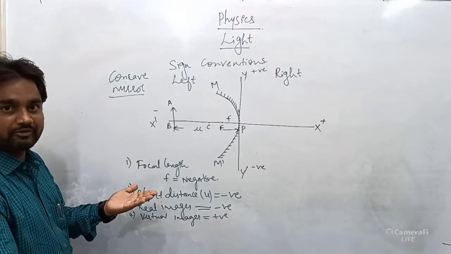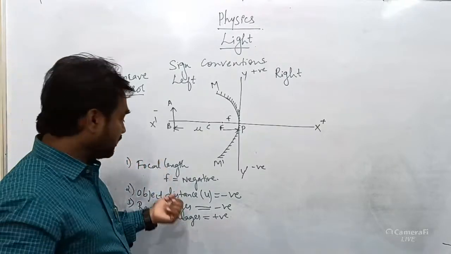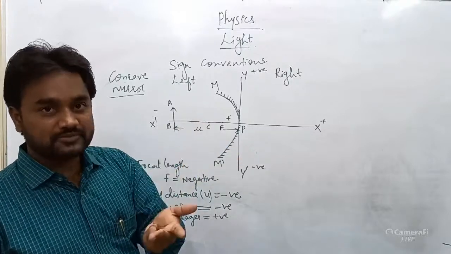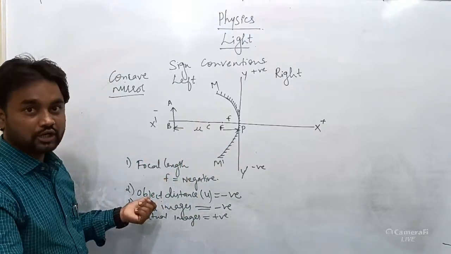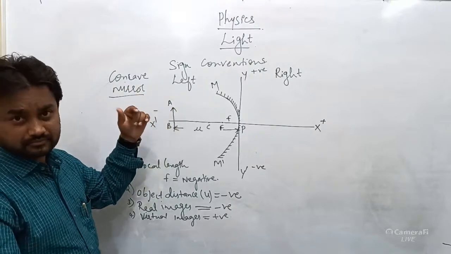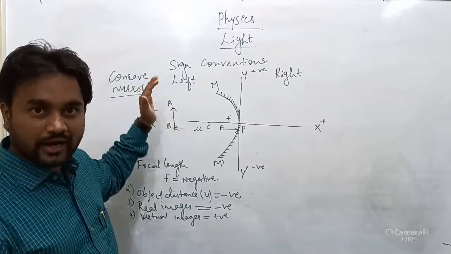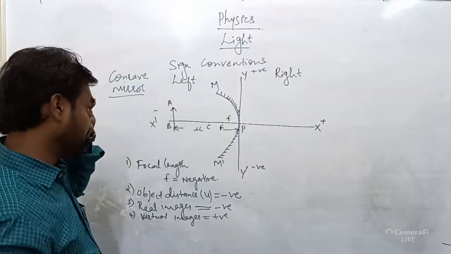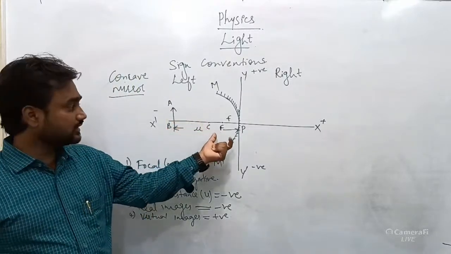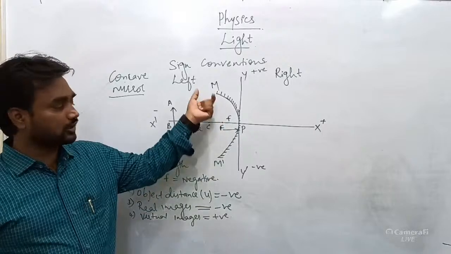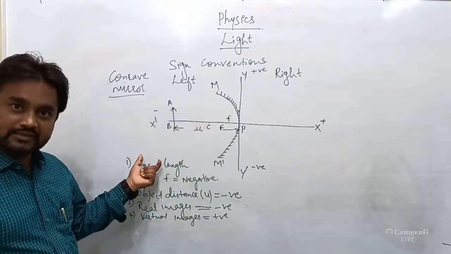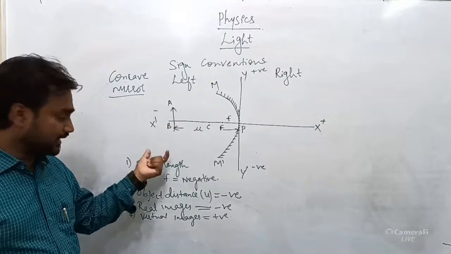In the next topic we will be studying the formula. For that we require the focal length, the image distance and the object distance. So we will be concentrating on those, and also on the height of the object and the height of the image. These are the main important things you have to remember: the focal length in case of a concave mirror is negative, and the object distance, whether concave or convex, will be negative.